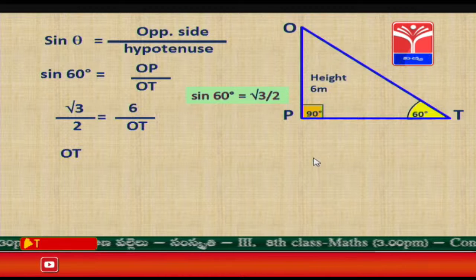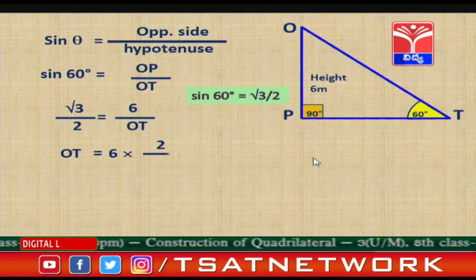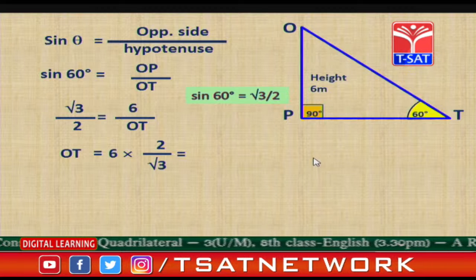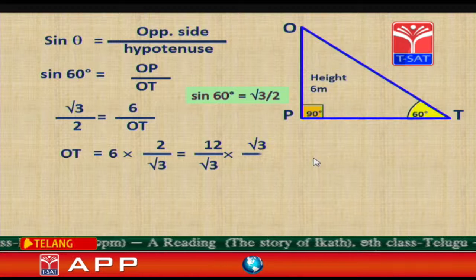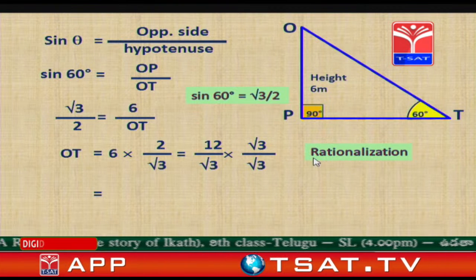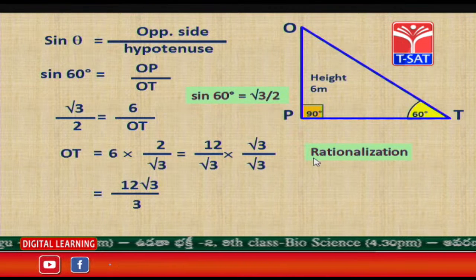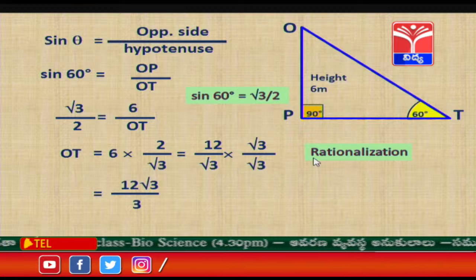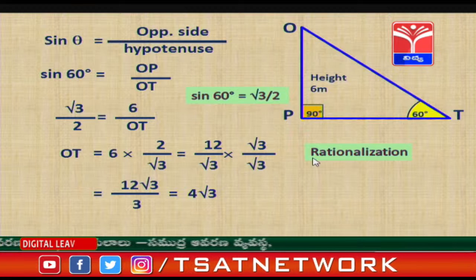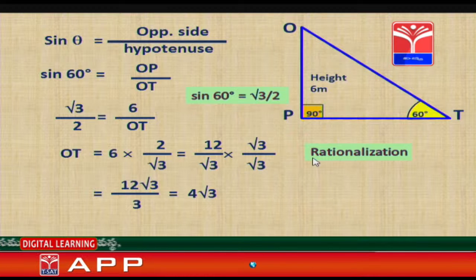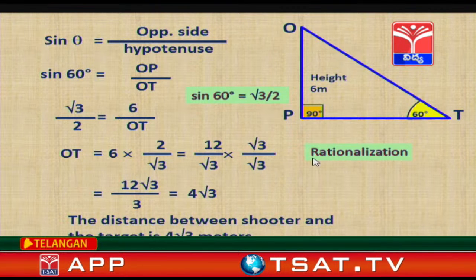Is that right? Now, OT is equal to 6 into 2 by root 3, which is equal to 12 by root 3. So, I am going to rationalize the denominator. In the numerator I will be getting 12 root 3 by 3, because root 3 into root 3 is 3. So, you can cancel 12 by 3. What is the answer you are going to get here? 4 root 3. That means the distance between the shooter and the target is 4 root 3 meters.